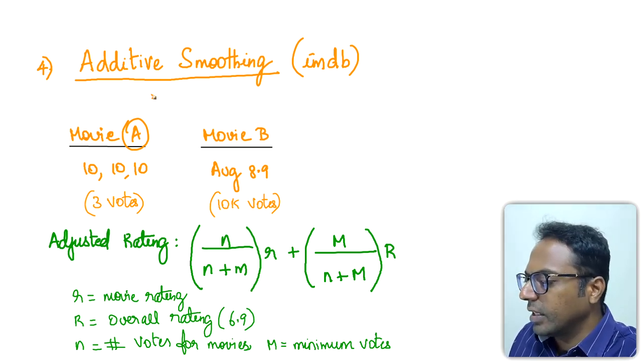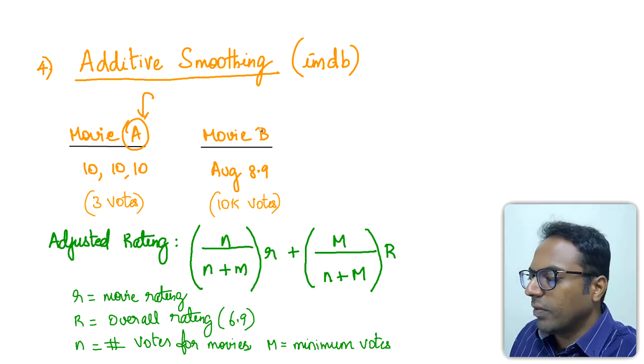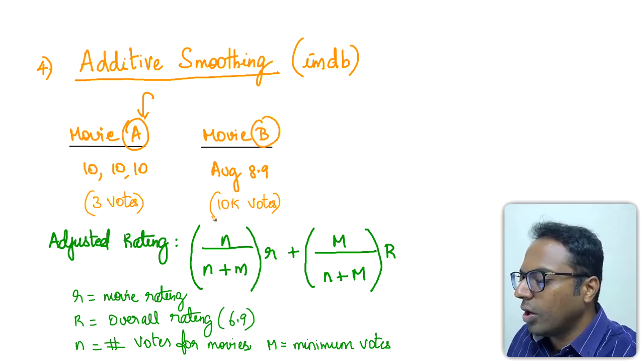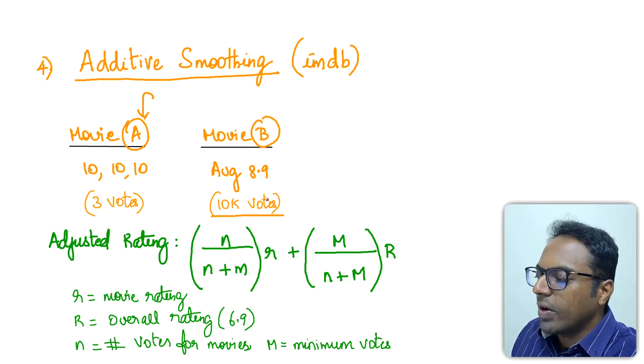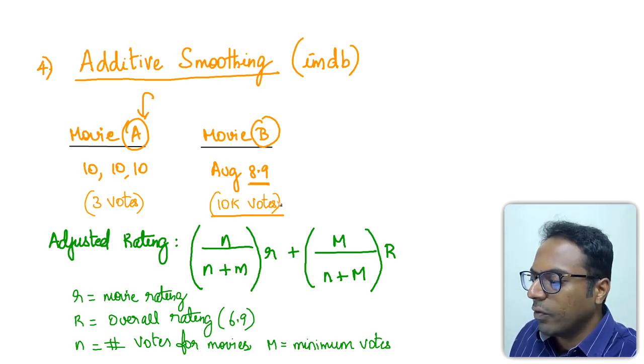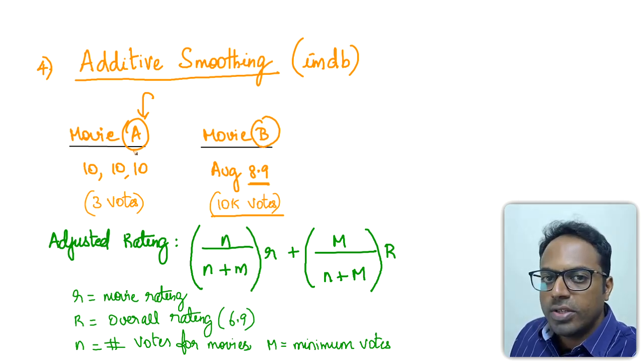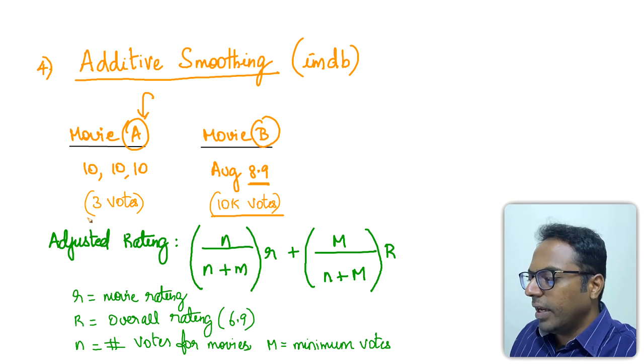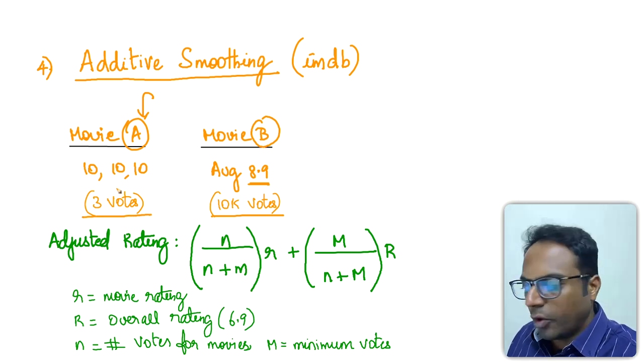Right after releasing the movie, you will have a lesser number of votes. You have another movie B which has a lot of votes, 10,000 votes, and the average rating for this movie is 8.9, let's say. So for movie B we have a good number of votes and the average rating is 8.9. But movie A just got released, very new, and it has just 3 votes. And these 3 votes are 10, 10, 10.